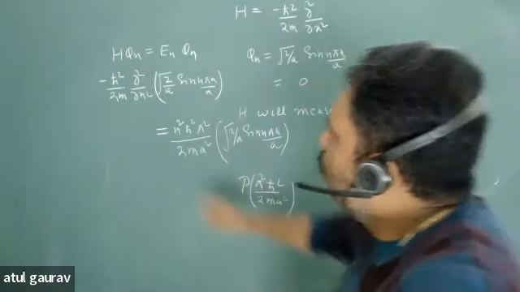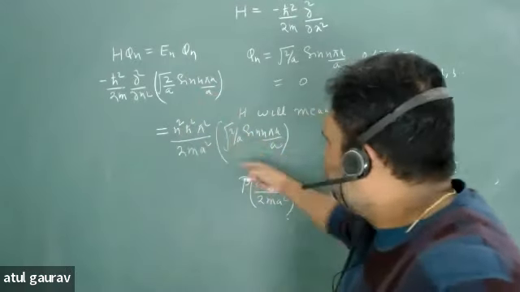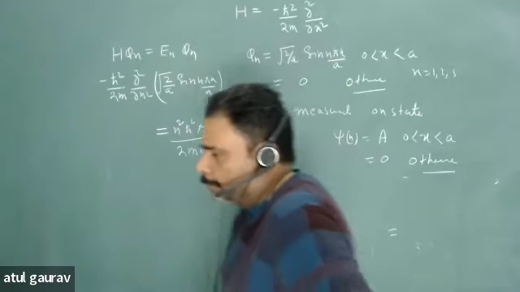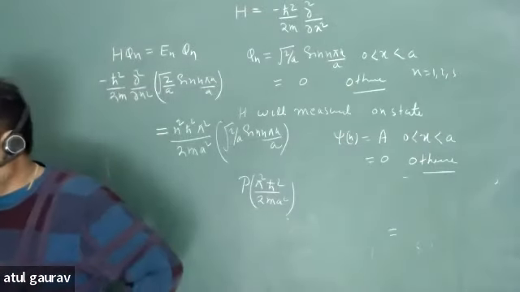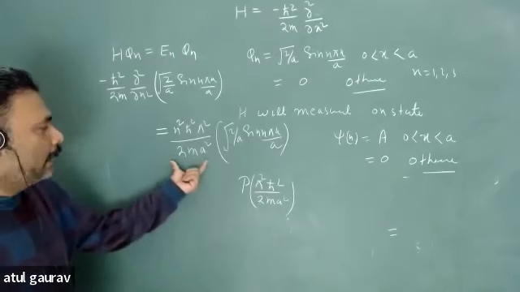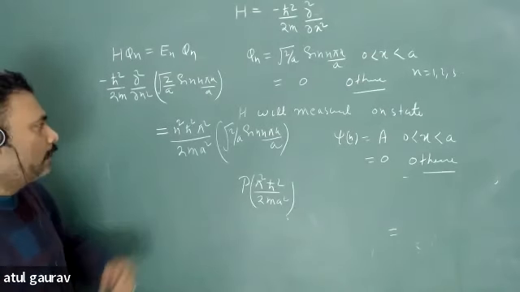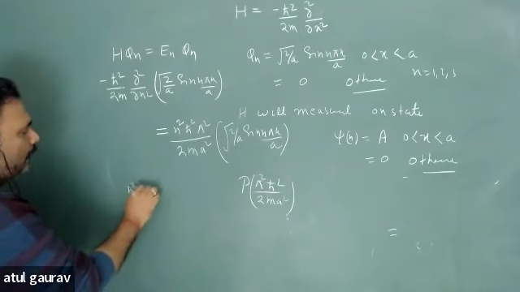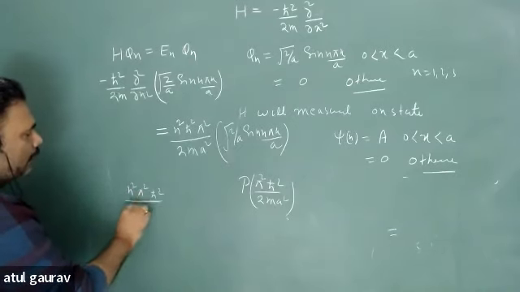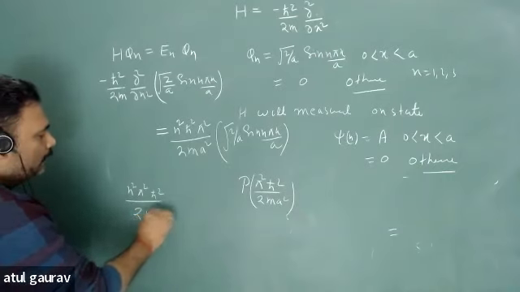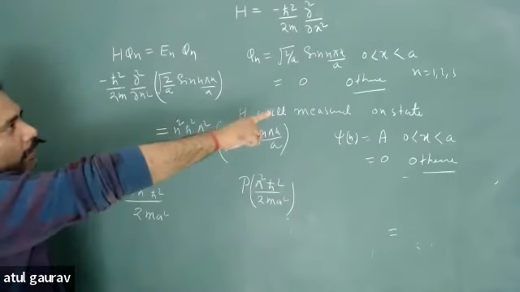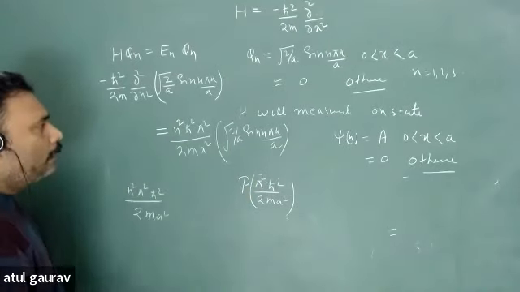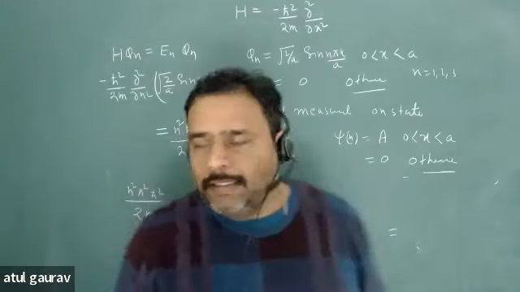So you are operating on the same function, and you are getting the same function with some constant. So this will be the eigenvalue. Everyone is comfortable? Yes, sir. ये eigenvalue है ना? So what is your eigenvalue? Your eigenvalue is equal to n²π²ħ² upon 2ma². और n की वैल्यू क्या क्या दिया हुआ है? 1, 2, 3.